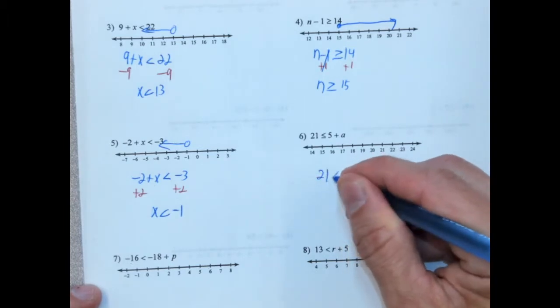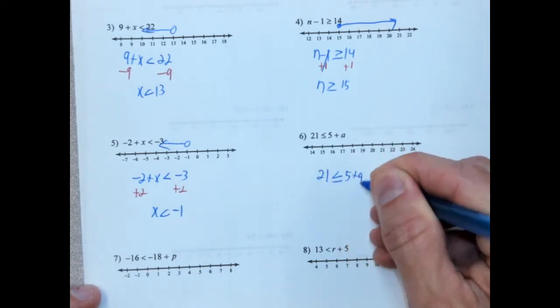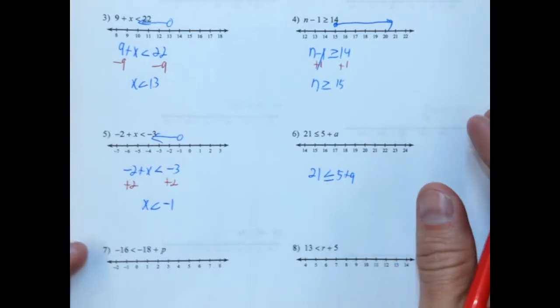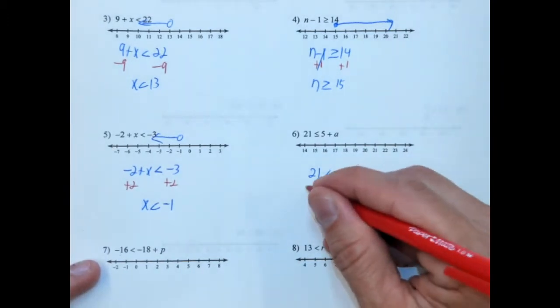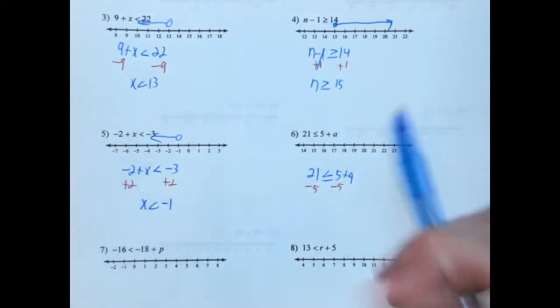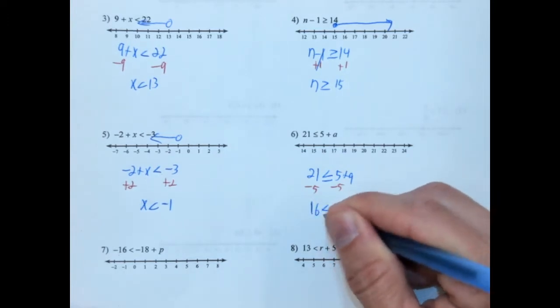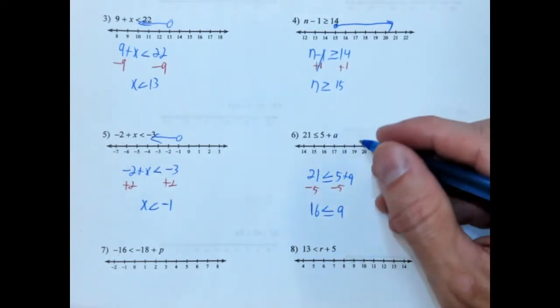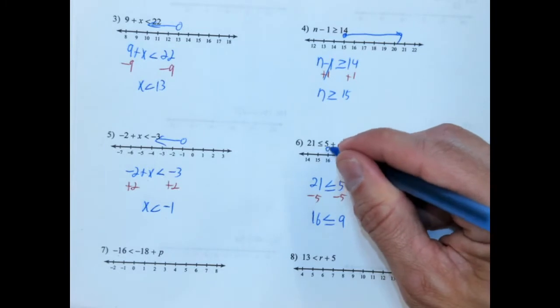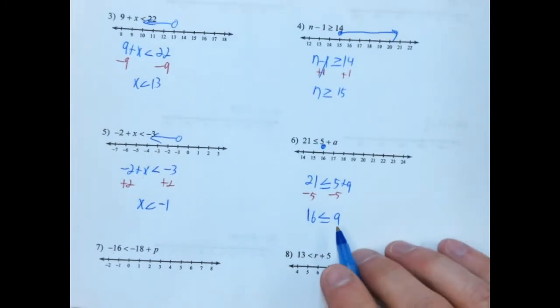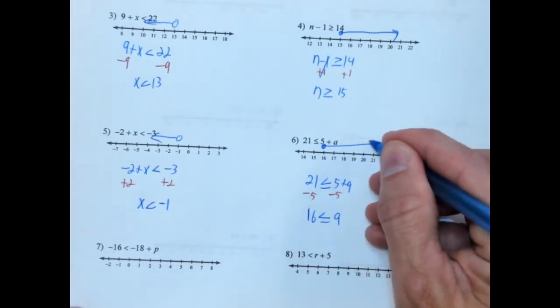So 21 is less than or equal to 5 plus a. So we're going to subtract 5 from both sides. And 16 is less than or equal to a. Above 16, we're going to put a filled in circle. And a is greater than, so in other words, it's eating the variable. You go to the right.